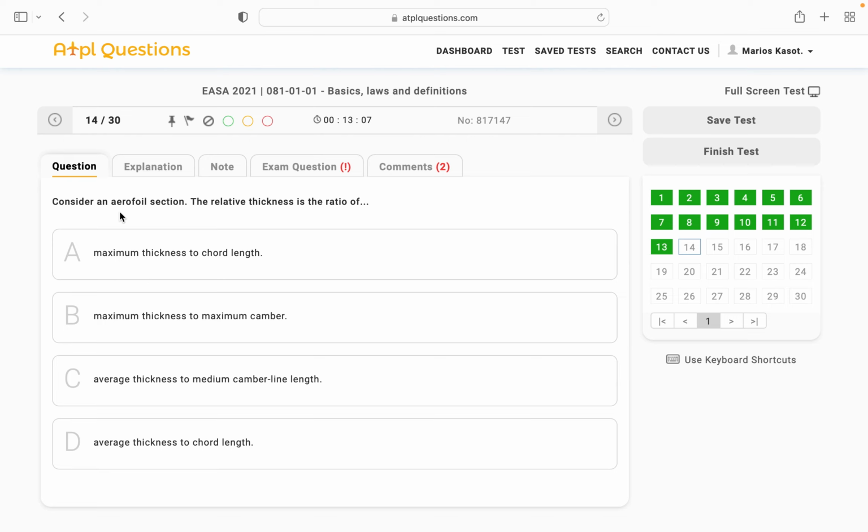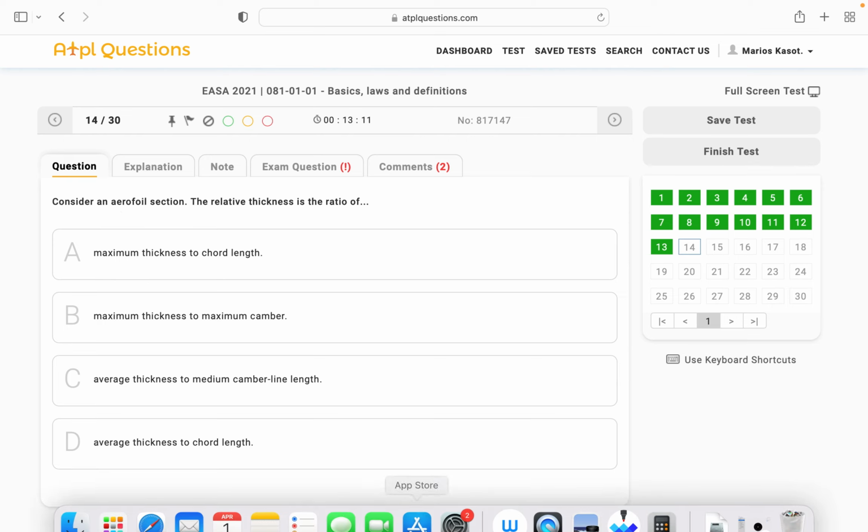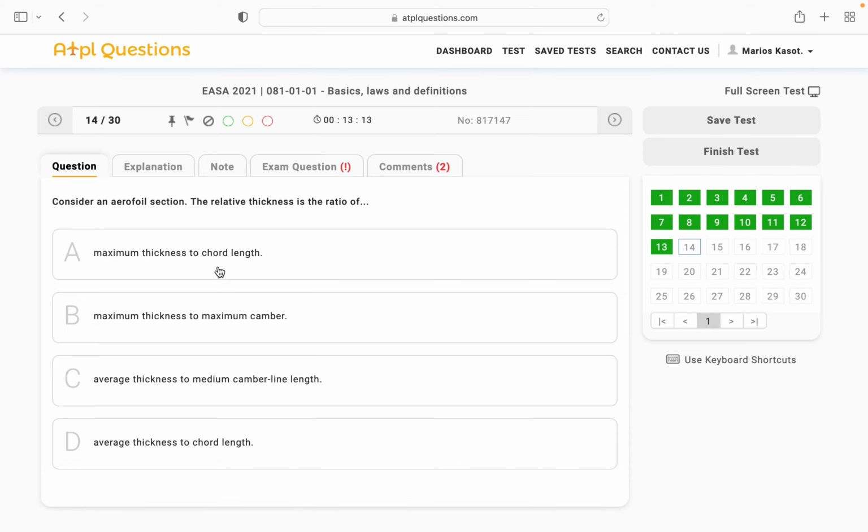Consider an airfoil section. The relative thickness is the ratio of maximum thickness to chord. This is the formula. Maximum thickness, maximum camber, no. Average thickness to medium camber line length, no. Average thickness to chord length, no. The correct formula is maximum thickness to chord length.